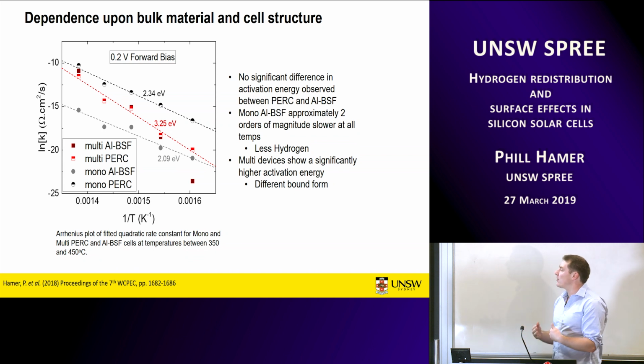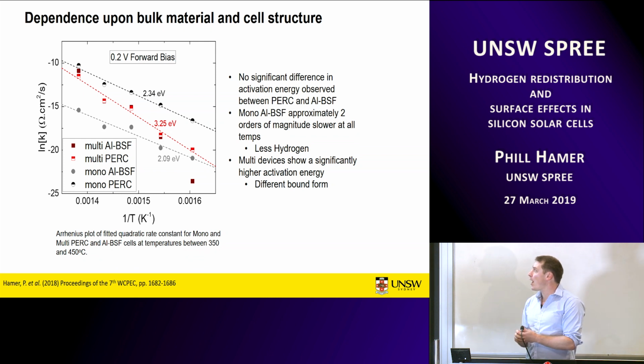But the fact that everything else is the same except for ALBSF and PERC, and we get the same activation energy, is nice. And with multicrystalline silicon, we get a much higher activation energy, both for PERC and ALBSF. In the case of multi, there's less of a difference between PERC and ALBSF, and I can go into that another time if people want to discuss why that might be, but it'll be related to the greater number of deep traps in the bulk, which would then trap the hydrogen more effectively during firing.